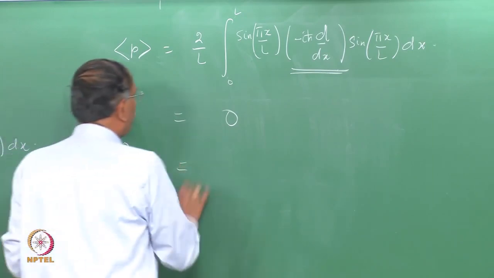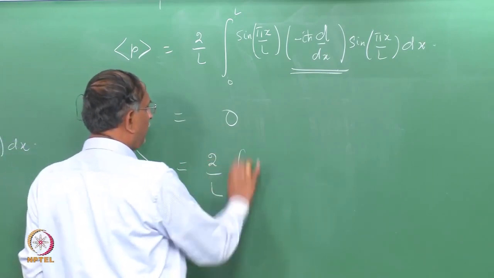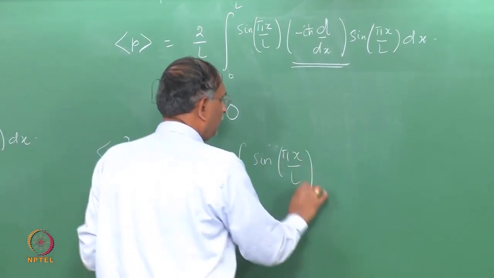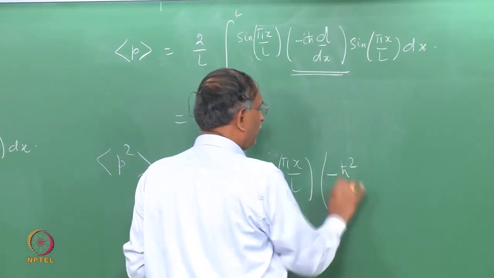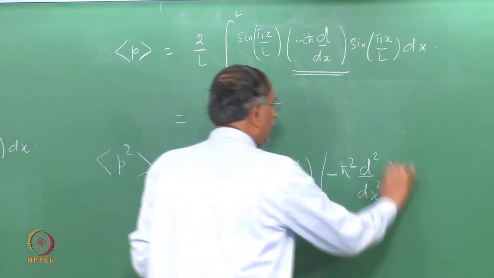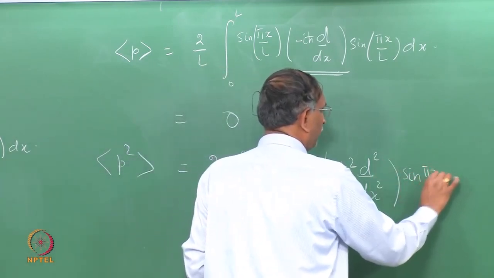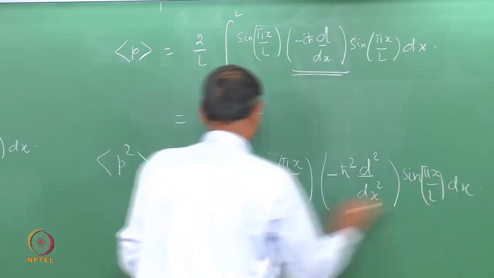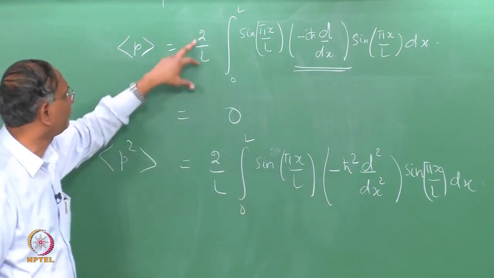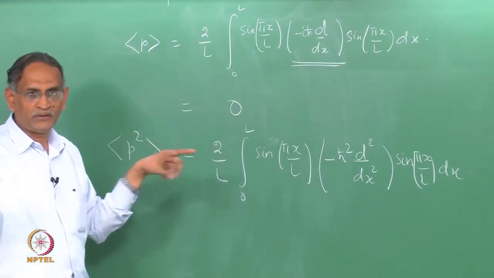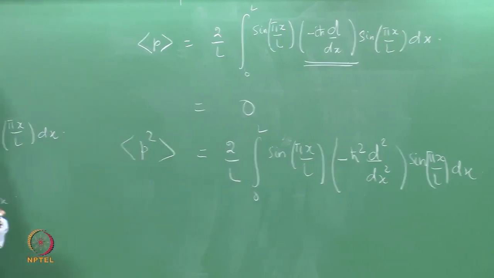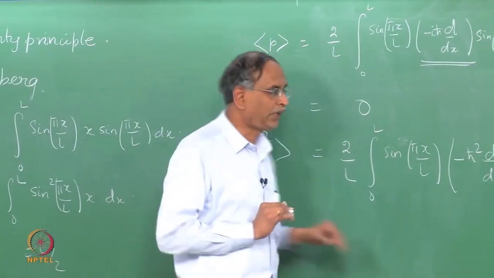The average value of p squared is given by the integral of 2 by L sine pi x by L, acting with minus h bar squared d squared by dx squared, the operator p squared, on sine pi x by L dx, between 0 and L. I did not write the denominator because we have chosen the wave function such that the integral of the square of the wave function is 1 over the entire region. Therefore, I did not write the denominator.